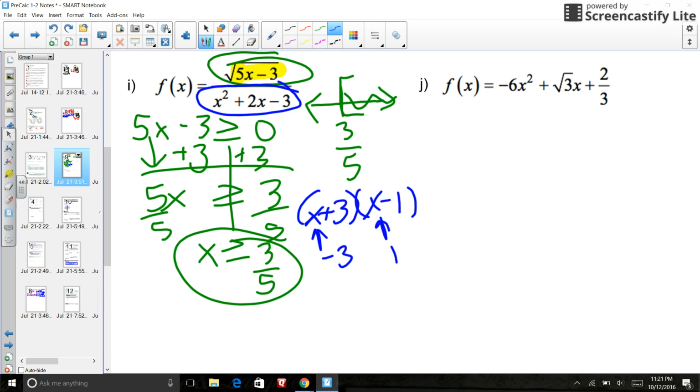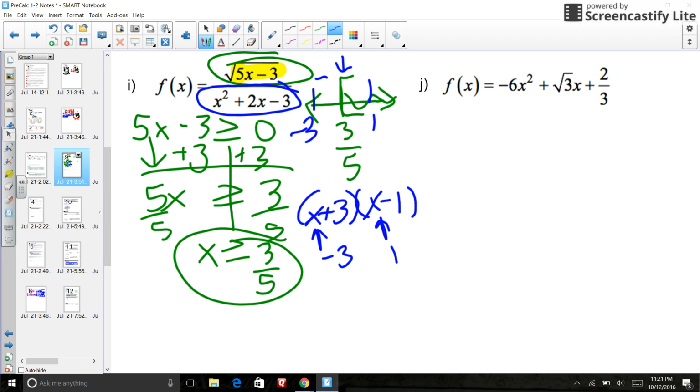Okay, so here's the question. 1 lives right here, but -3 lives over here. So do I even care about that -3? I care about it because I don't want it to feel bad, but it's extraneous. It doesn't matter because we already know that 3/5 is the smallest it could be, or the top is going to blow up and not work.